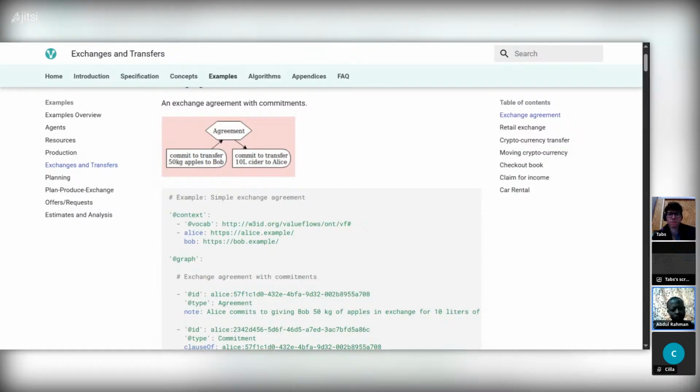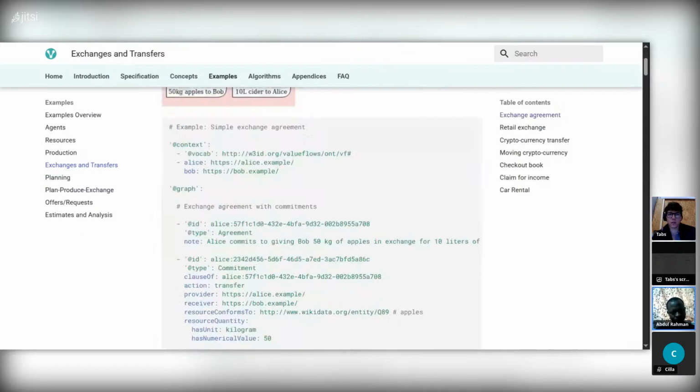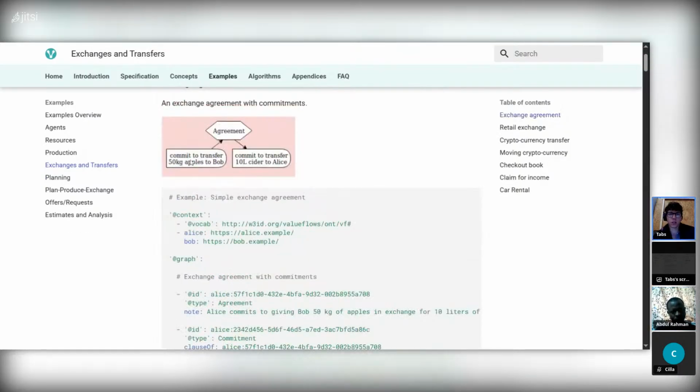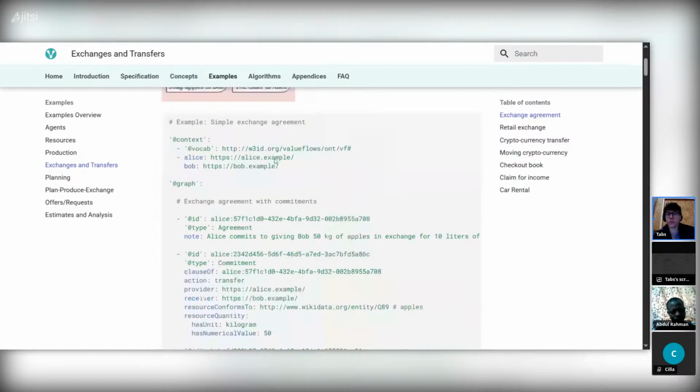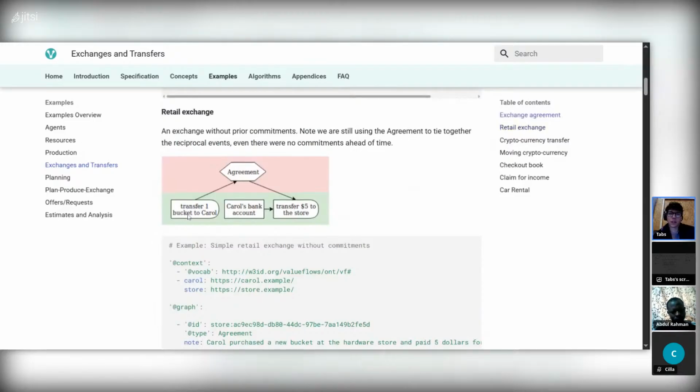Go back to the first one. Let me see. This is the first one. It just goes Apple's agreement, agreement made to produce 10 liters of cider in the future. And the second one said, this one, the agreement just basically indicates that there was a transfer of $5. Yeah. Do you remember what the difference was? No.